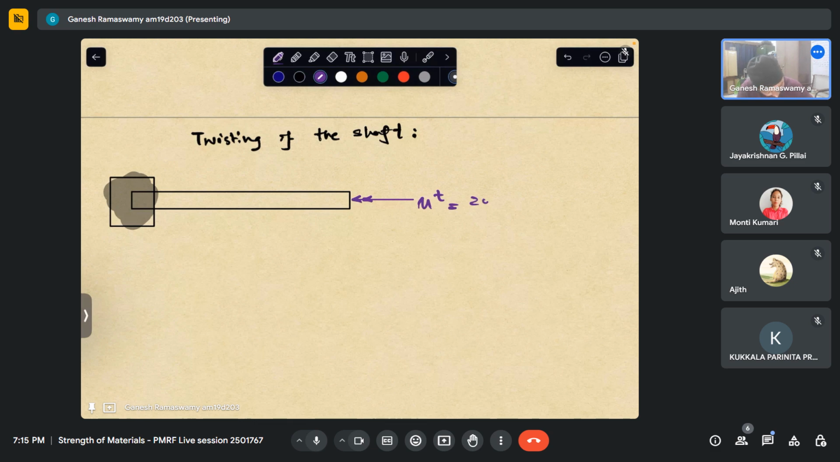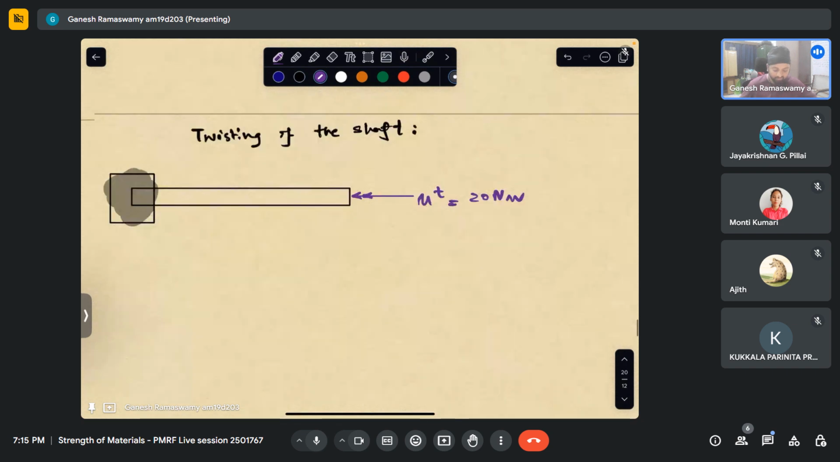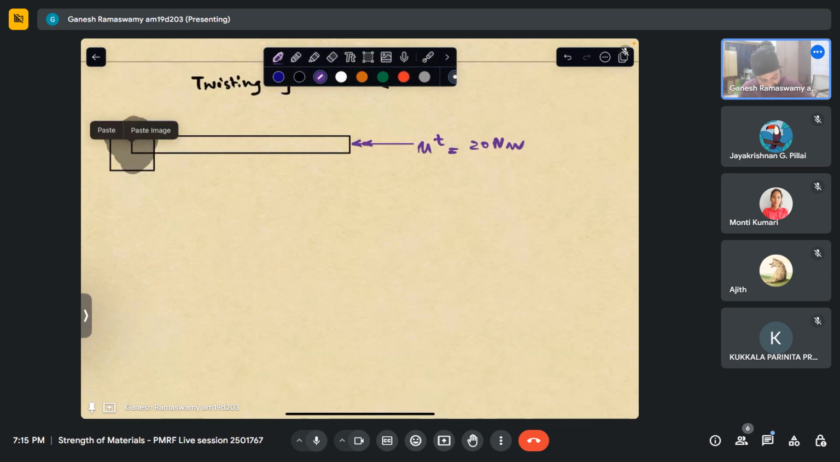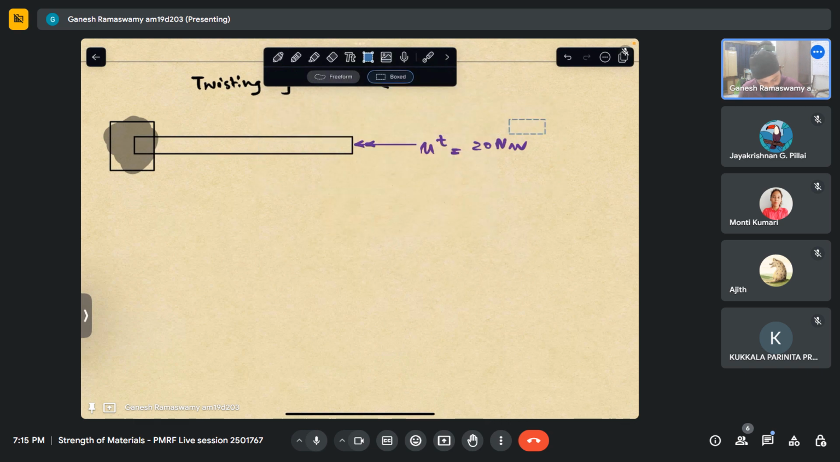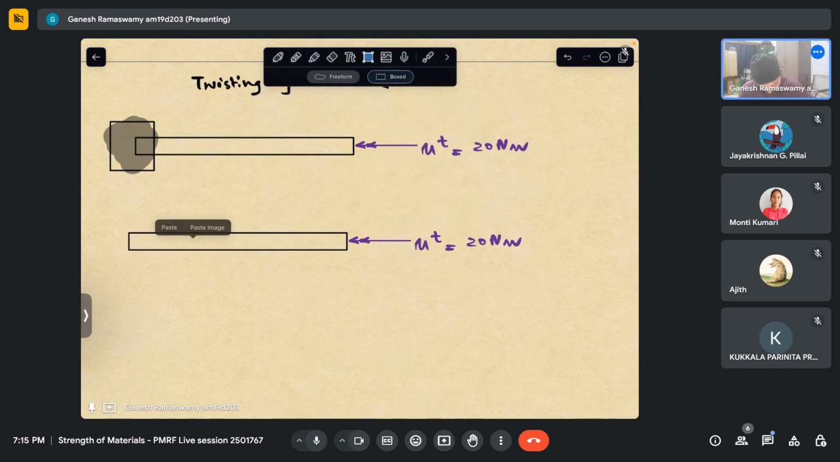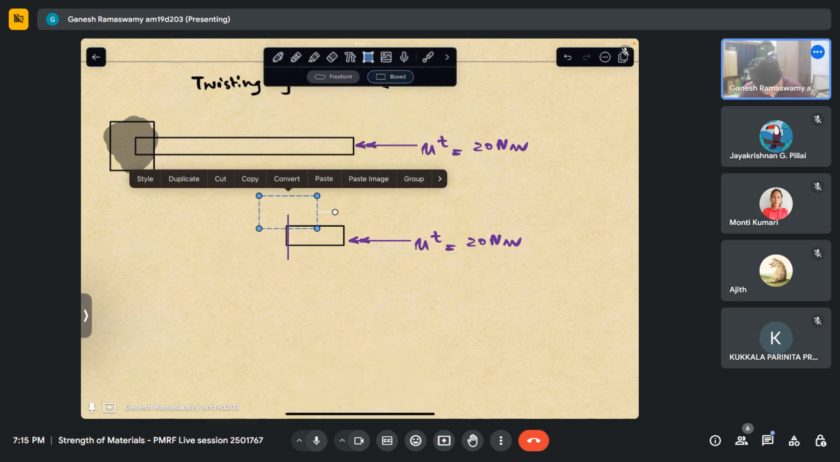So as we did for our bending analysis, let us go ahead and draw a free body diagram. So let me take a cut section over there, and using this sign convention, I'm sorry, just a moment. There is some issue with the touch.